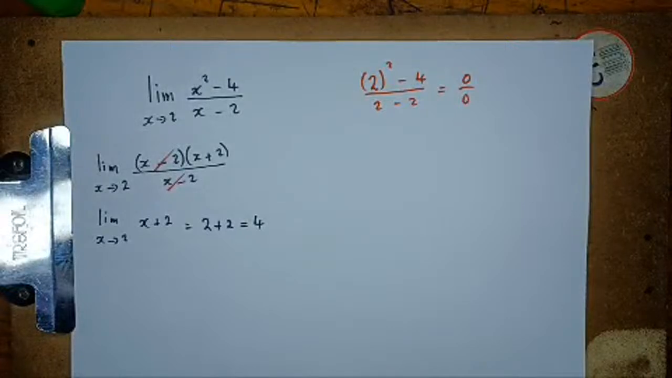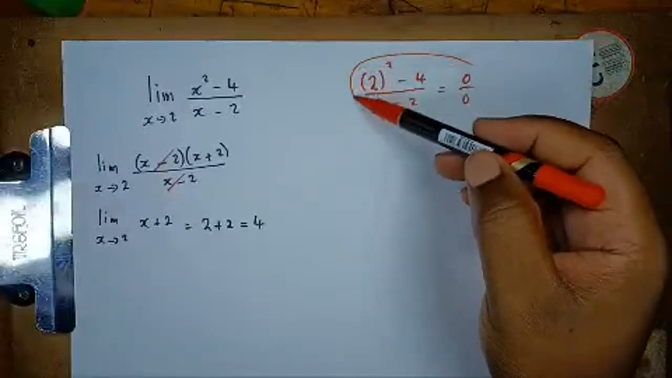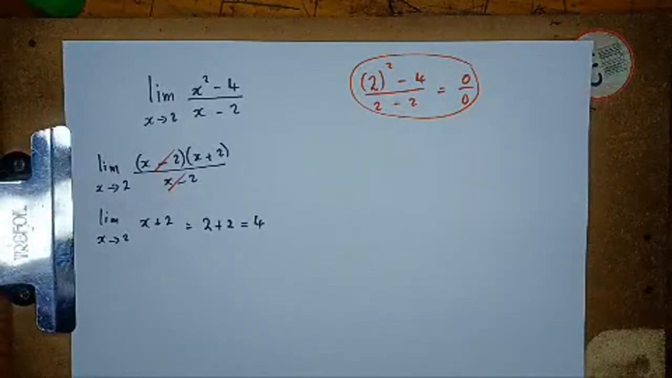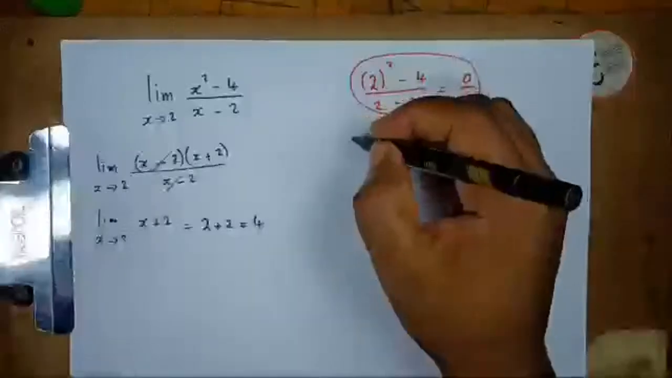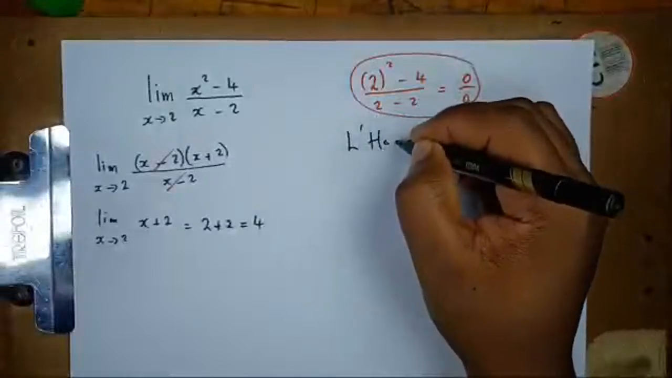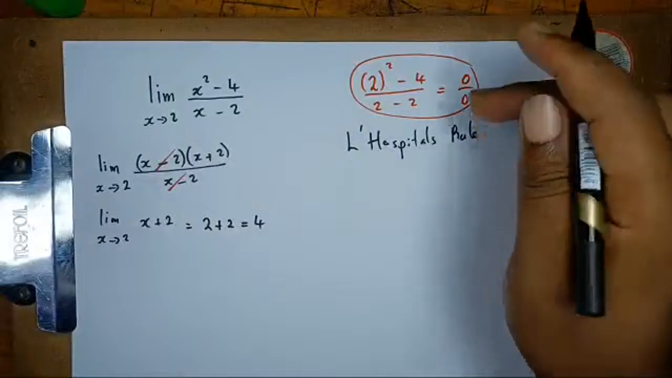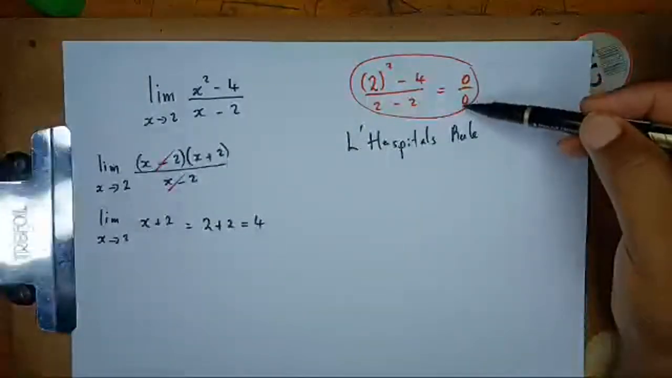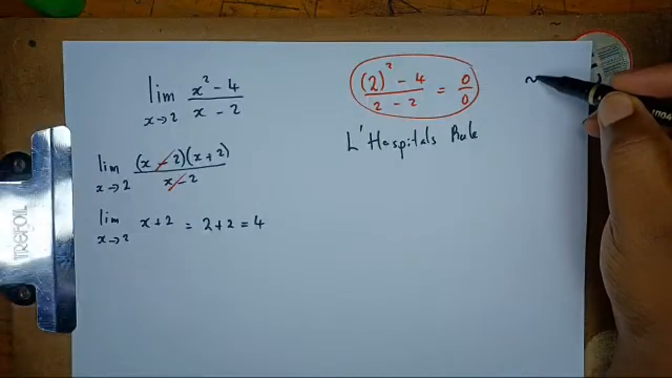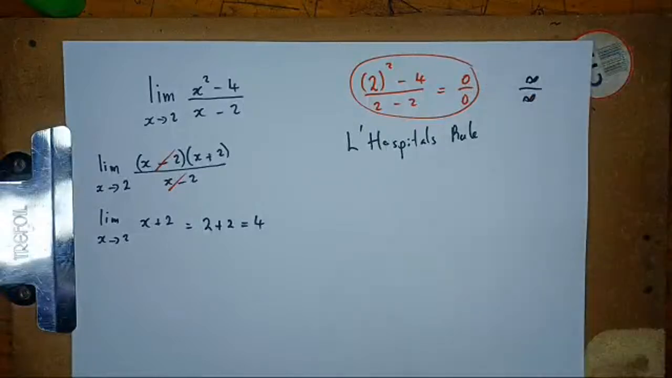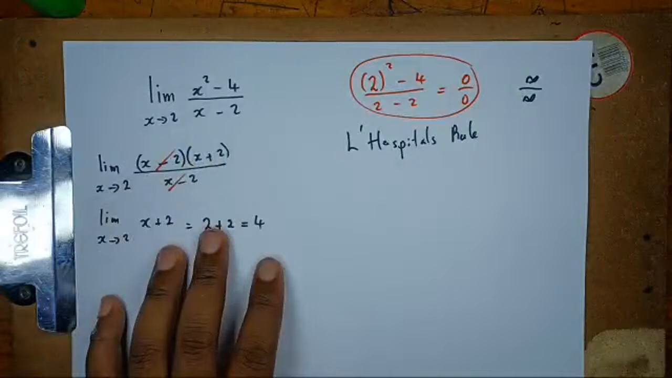So this is one way of doing it. The other way of doing it, on the condition that you have this result, 0 over 0, is by applying what is known as L'Hopital's rule. L'Hopital's rule is used when you have this kind of scenario, 0 over 0, or when you have infinity over infinity. We'll take an example similar to that so that you understand what we're talking about. So this is just by using the difference of two squares, then you have that.